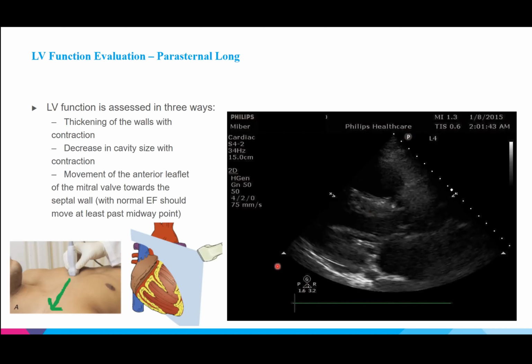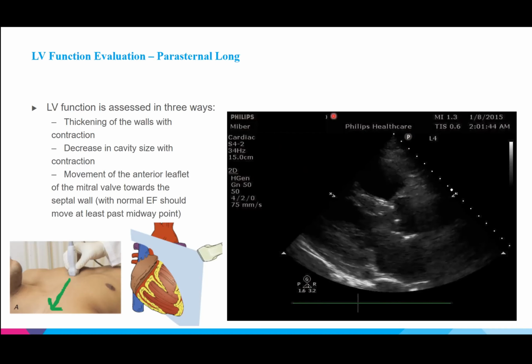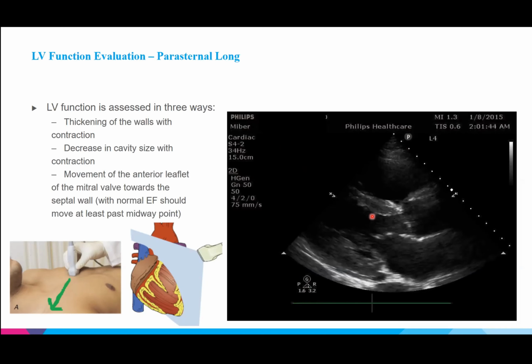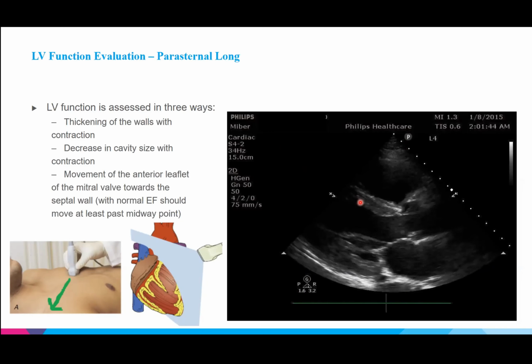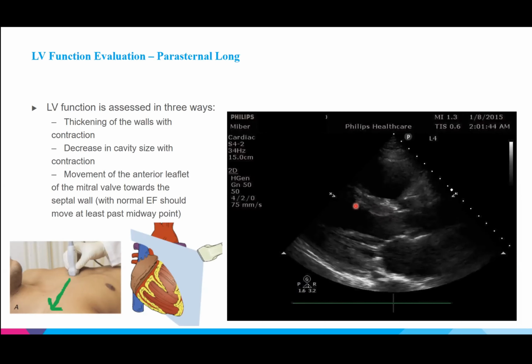So, did it pause? Hold on one second. It should keep playing, but there we go. So we're looking at the thickening of the walls with contraction. So all these walls thickening with each contraction.